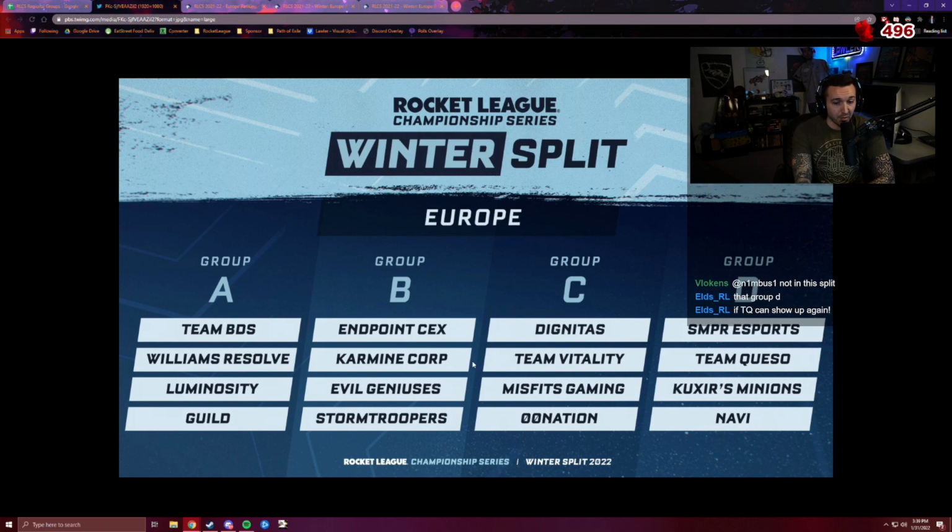K Corp looked a lot better last time, but they still had some pretty tough competition. EG, I'm not super keen on. I think Williams Resolve and Luminosity are both better personally. Stormtroopers EG is probably going to be for elimination. Dig should win that group.